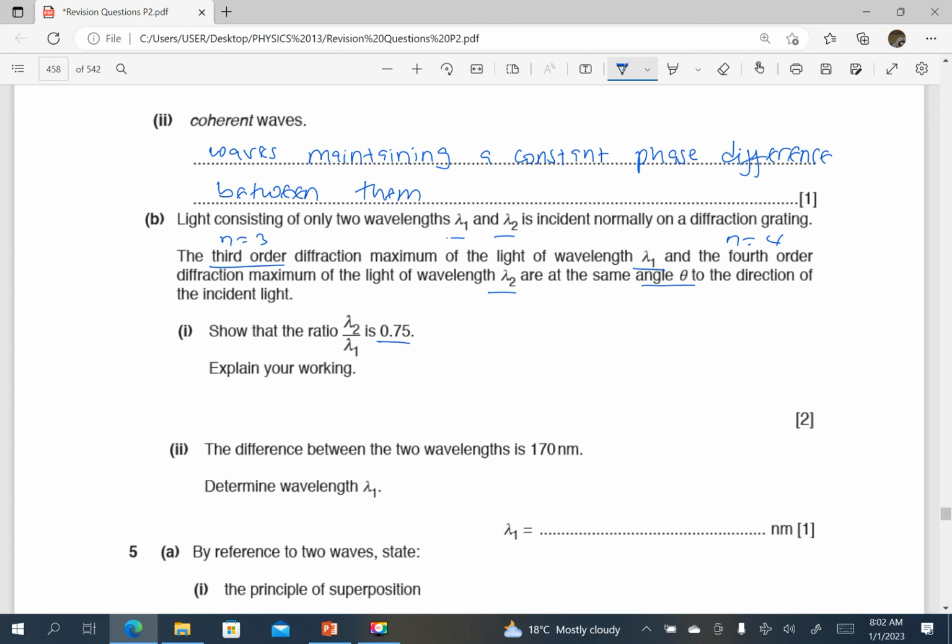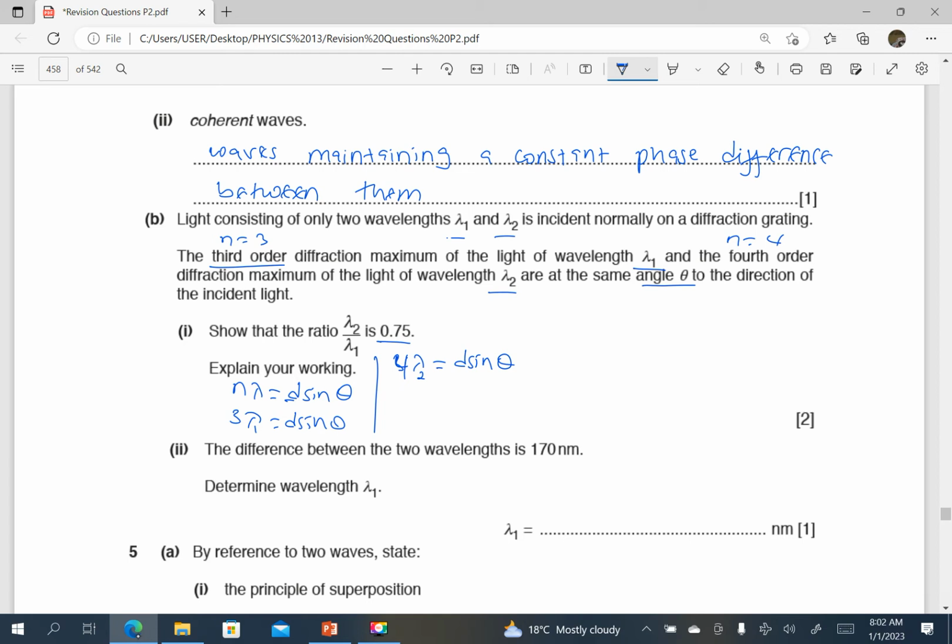I know some of you would love to forge. So there is no forging here when they say explain your working. They expect that you must be obtaining this from first principle. So from the expression for diffraction grating, we know that n lambda is equal to d sine theta. Sine theta will be the same. They are incident normally on the same diffraction grating, meaning that d is also the same. However, for the first one, n is 3, so 3 lambda 1 is equal to d sine theta, and for n equals 4, 4 lambda 2 is equal to d sine theta. So we combine the two equations by dividing.